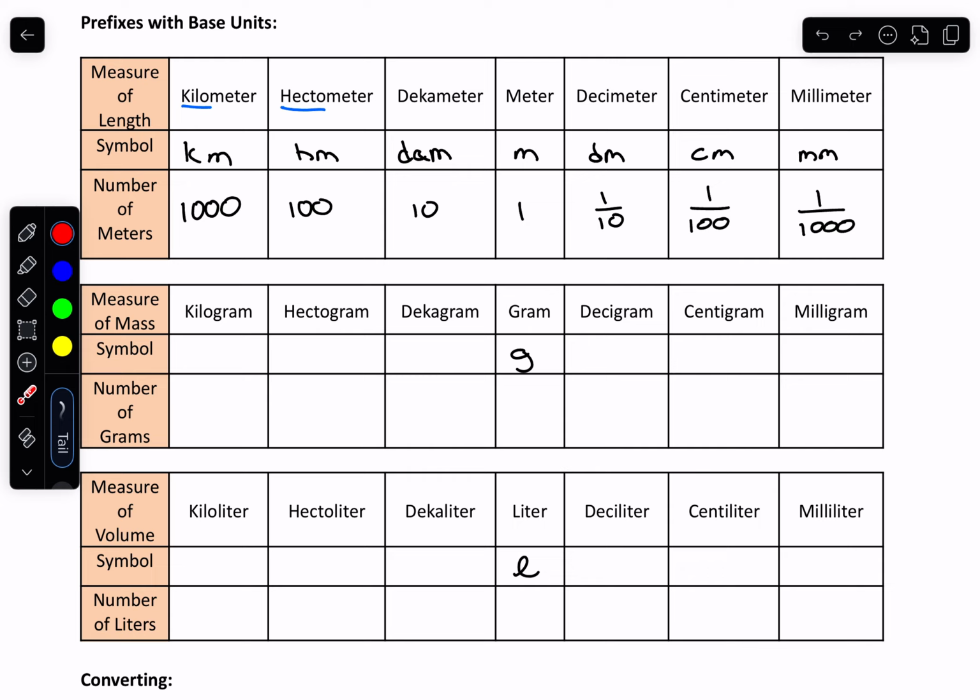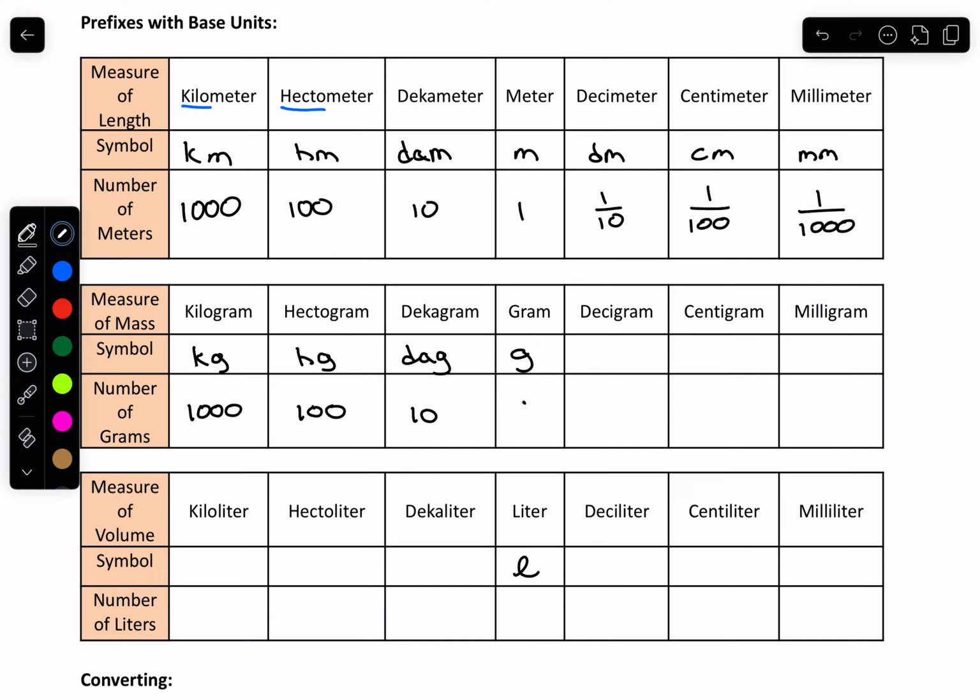All right, hopefully you paused. So now we're going to go straight through this. A kilogram is kg, and that is 1,000 grams. A hectogram is hg, that is 100 grams. A decagram is dag, and that is 10 grams.